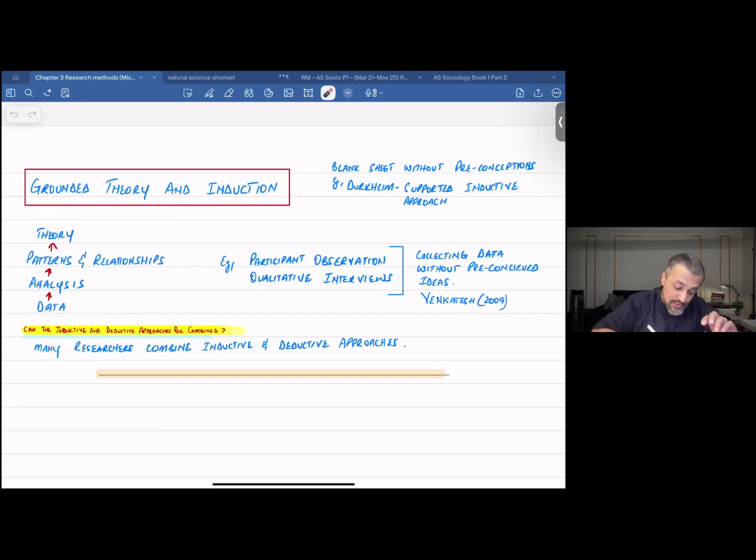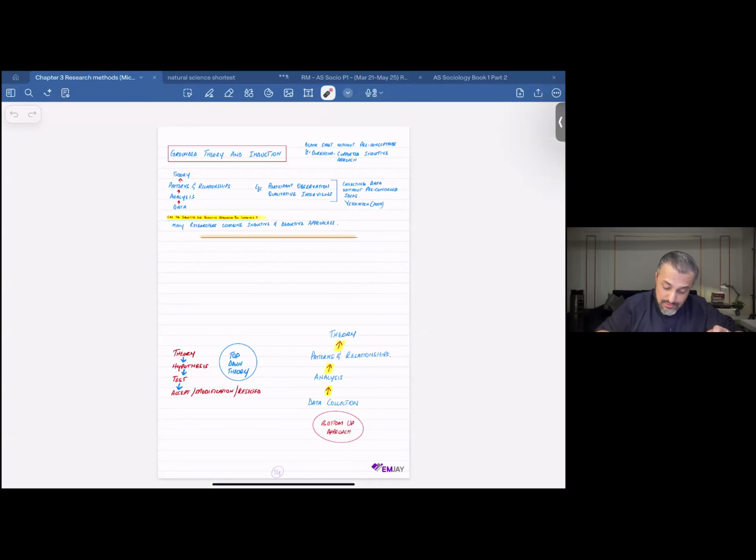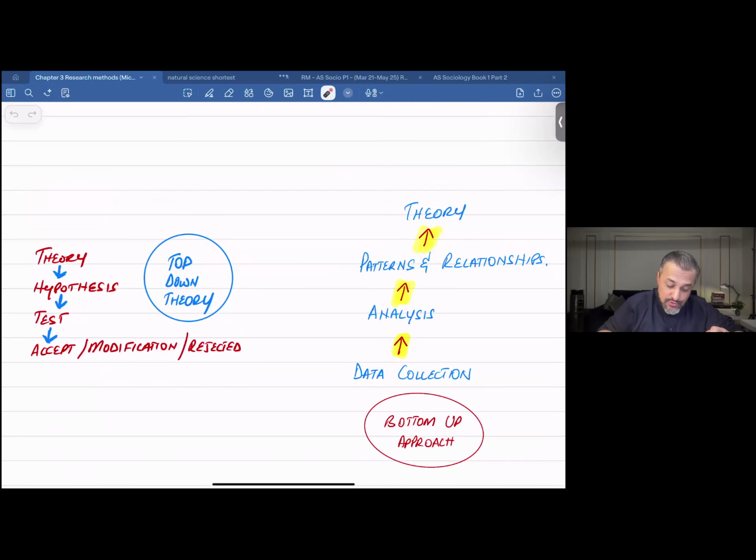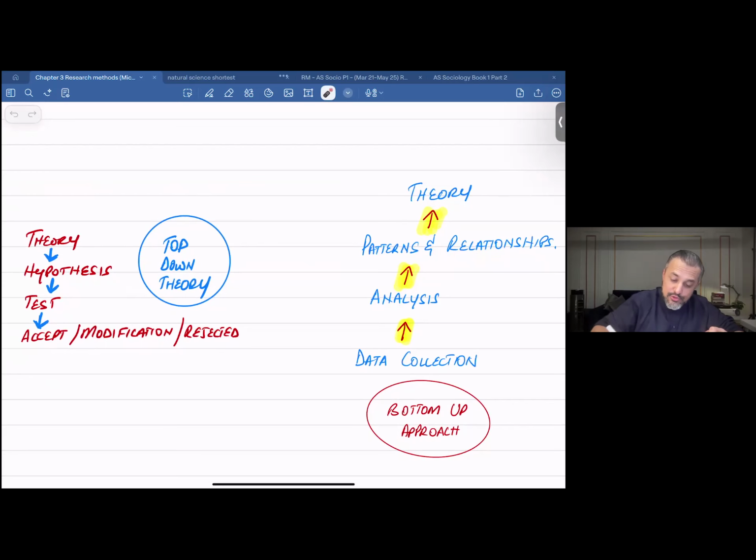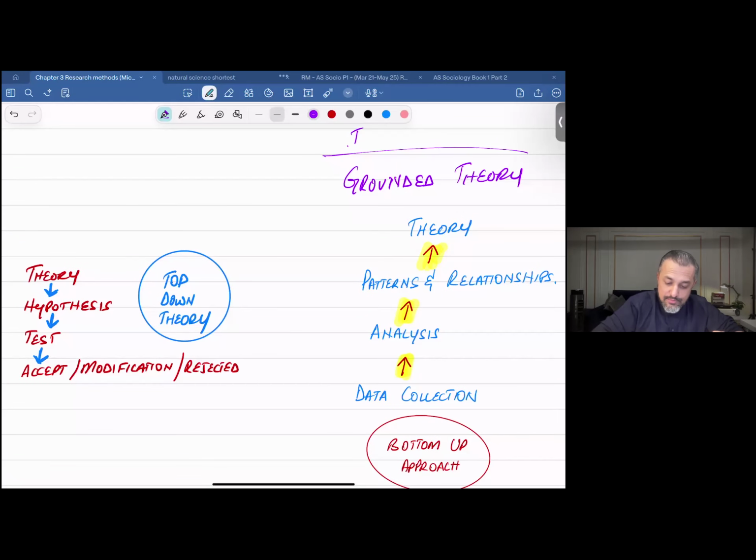Now, a question over here is, can the inductive and deductive approaches be combined together? Yes, many researchers use both the inductive and deductive approaches. So in a nutshell, we've spoken about these two different approaches. The bottom-up approach, we also refer to this as the grounded theory. I might as well just write it down here. Or you also refer to this as the induction approach.